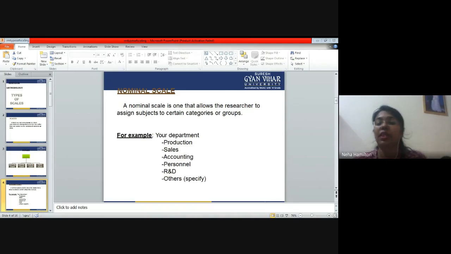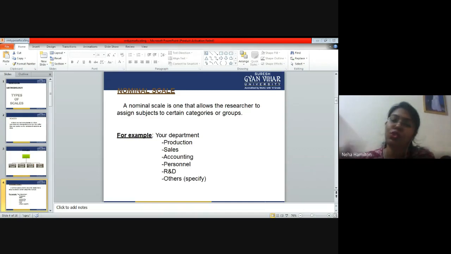So, when I talk about the nominal scale, as the name implies, it allows the researcher to assign subjects to certain categories or groups. Nominal means just for namesake. These are the scales in which we tie a particular word to a particular number or digit. For example, we have production, sales, accounting, personnel, R&D, and others.